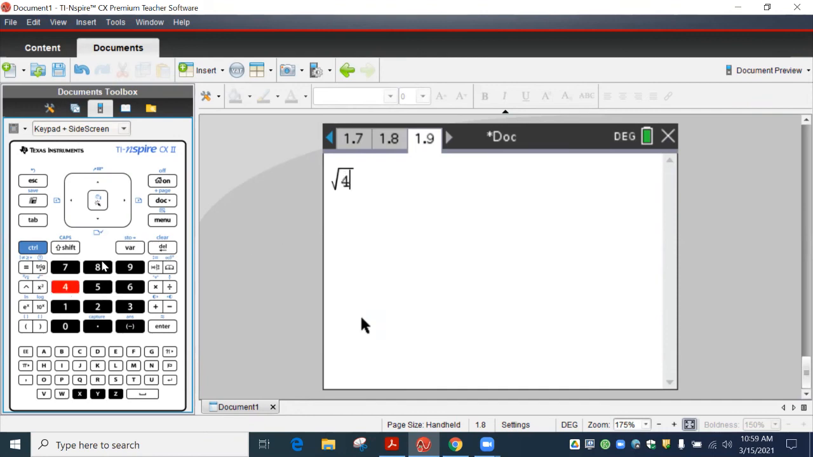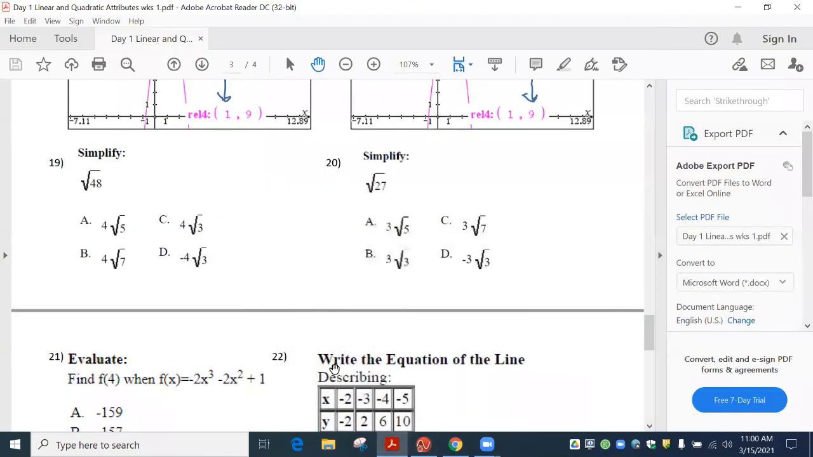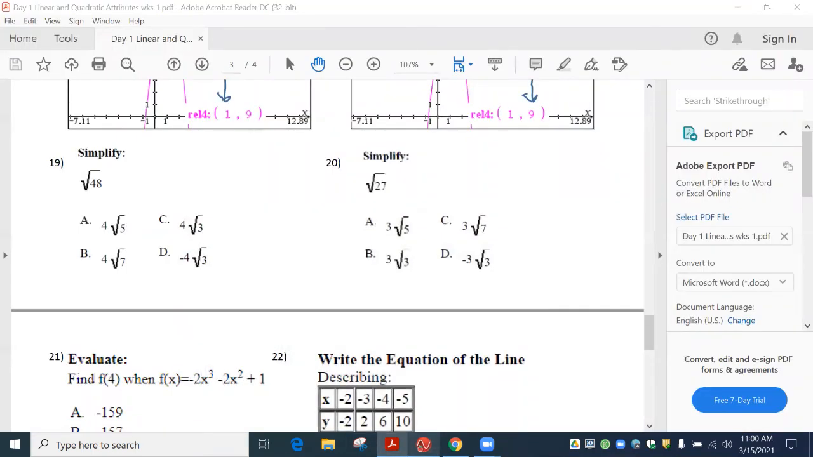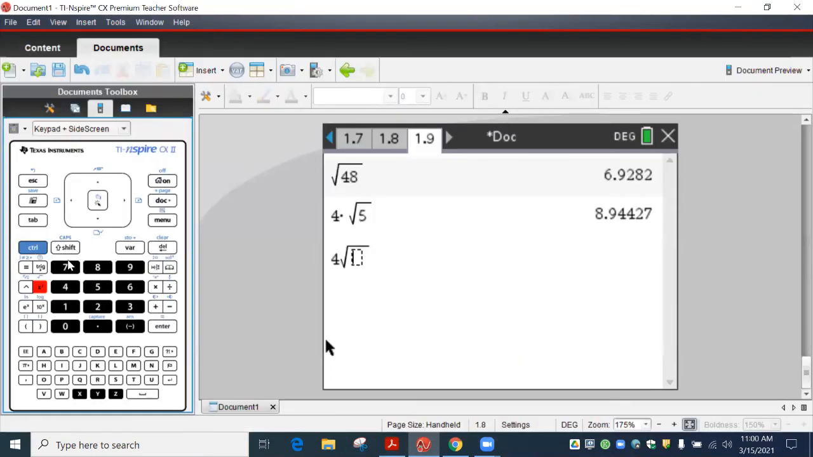All right, so we got 48, and then you hit enter. Now, this 6.9, I personally would write it down. You don't have to write it down, but I would write down 6.9. And then we're typing in our answers. So we're going to type in 4 square roots of 5. Hit enter. Is this my answer? No, it doesn't match. We're typing in 4 square roots of 7. That doesn't match.